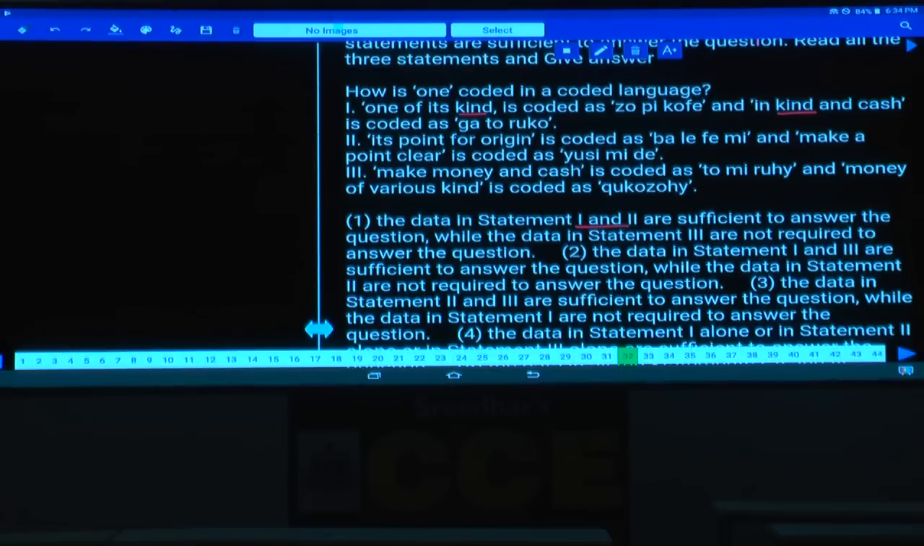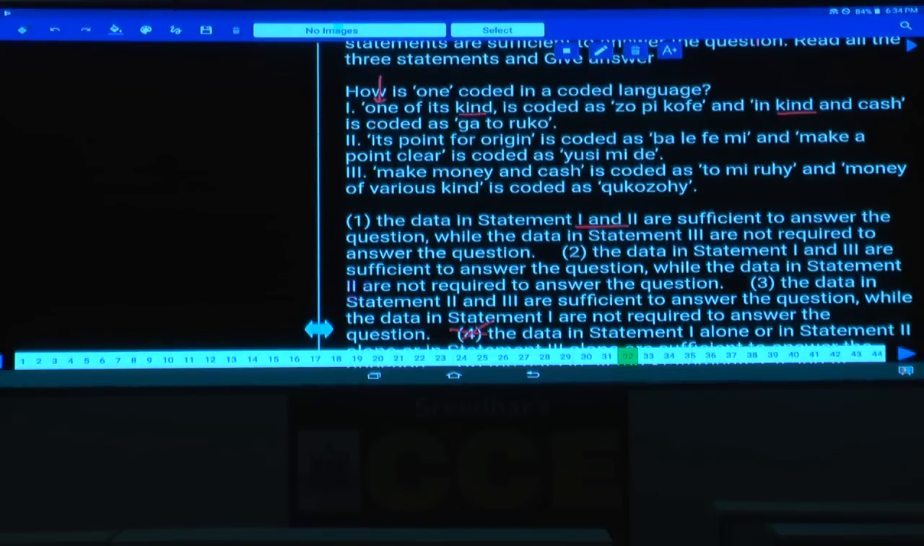Now, in order to find out the code for 1, if all the codes of its and kind are known, 1 will be left over, or if 1 is repeated anywhere else, I can determine the code for 1, isn't it? Two cases. As of now, I could determine the code for kind, but I could not identify the code for 1. Hence, choice 1 is ruled out, only 1 alone is ruled out, hence choice 4 is ruled out.